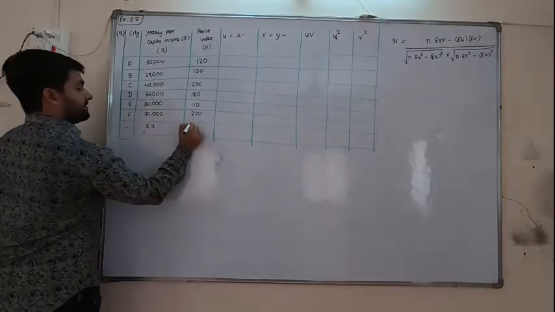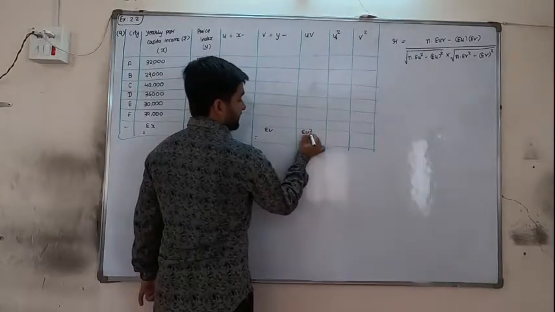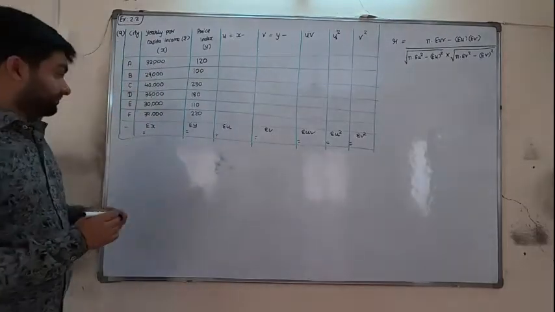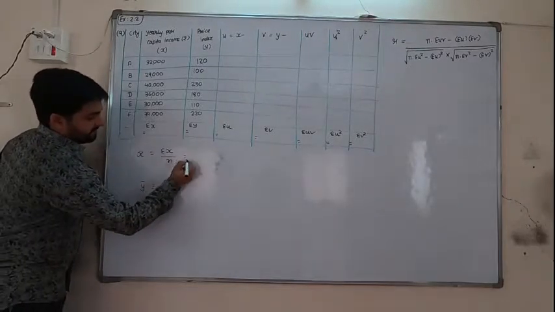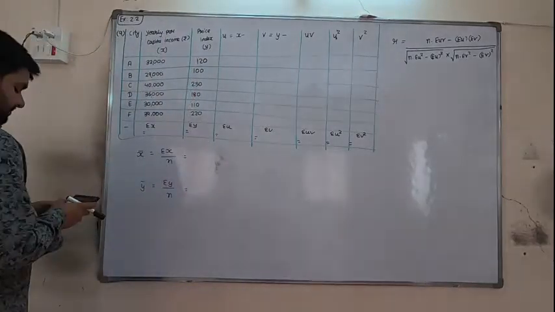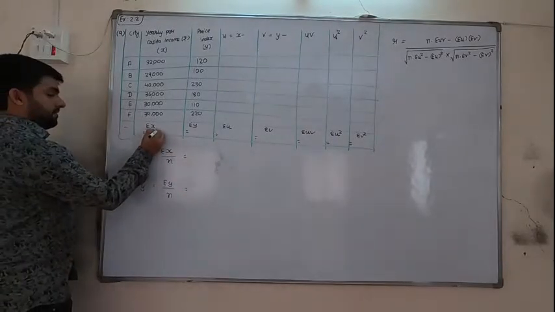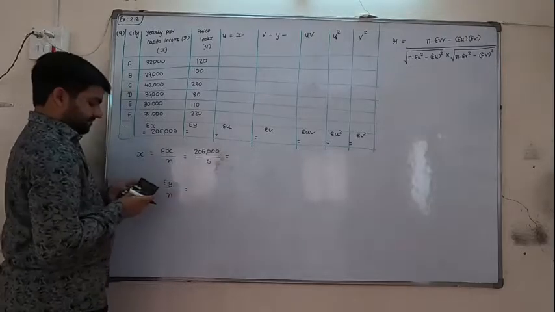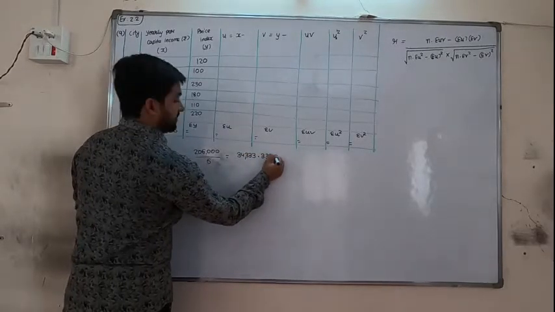Sigma x, sigma y, sigma u, sigma v, sigma uv, sigma u square, sigma v square. X bar is sigma x by n, y bar is sigma y by n. 32,000, 29,000, 40,000, 36,000, 30,000 and 39,000 is 2,06,000. 2,06,000 divided by 6 is 34,333.33 rupees.